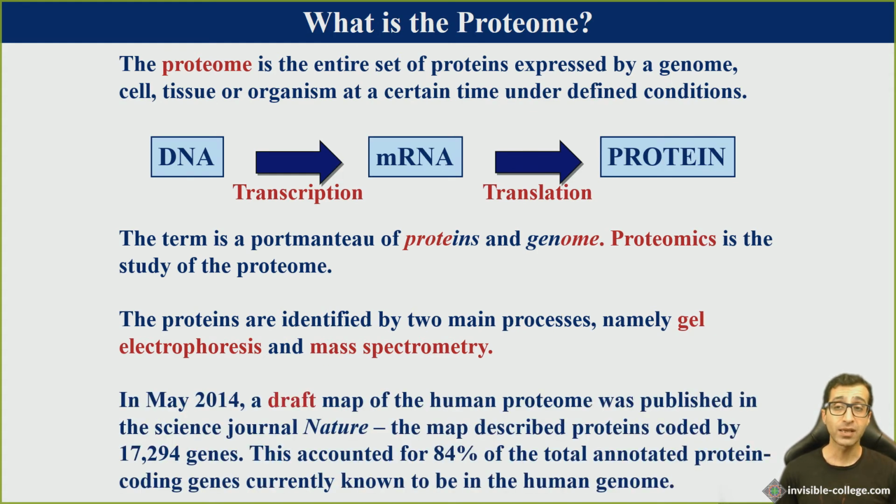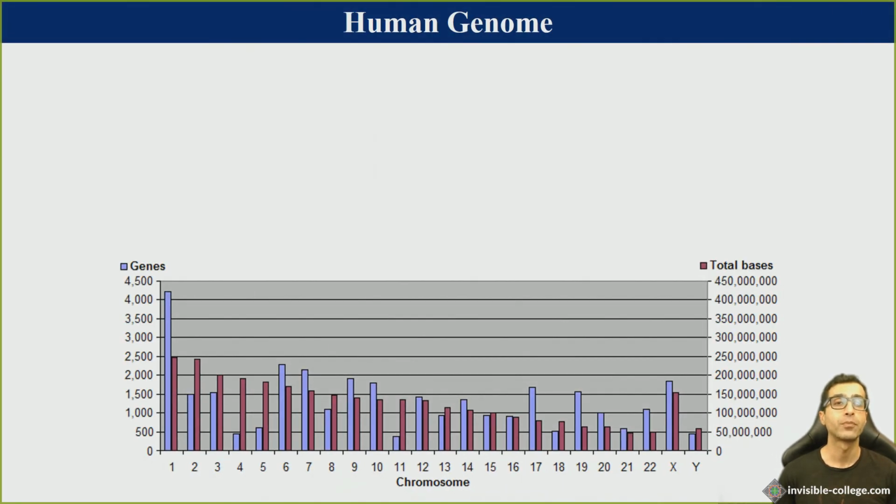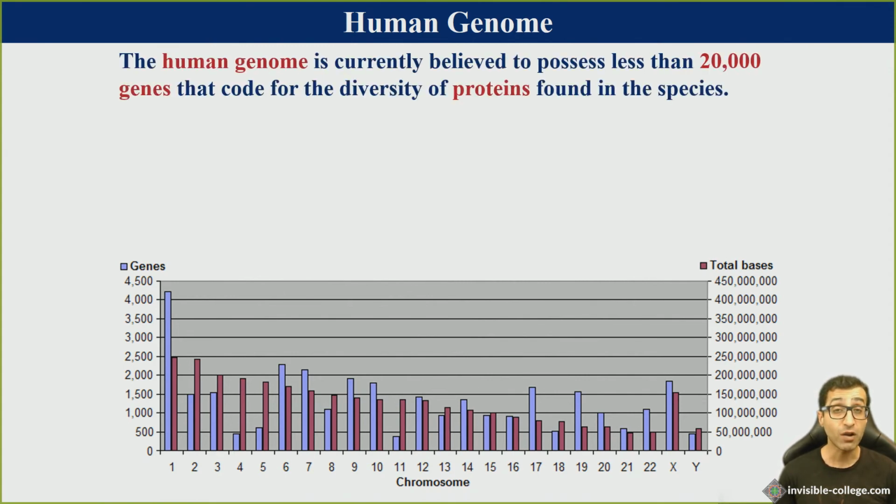Now, in May 2014, a draft map of the human proteome was published in the science journal Nature, and the map described proteins coded by 17,294 genes. This accounts for approximately 84% of the total annotated protein coding genes currently known to exist in the human genome. The human genome is currently believed to be composed of less than 20,000 genes that code for the diversity of proteins found within the species.